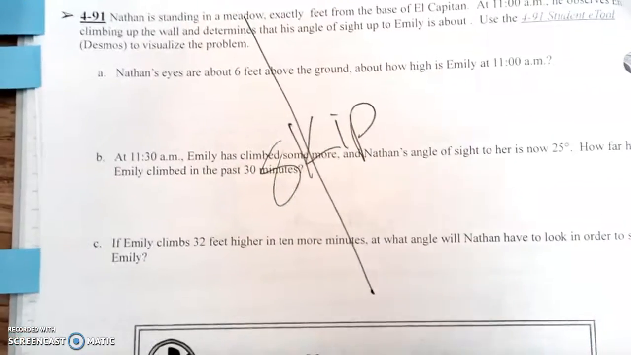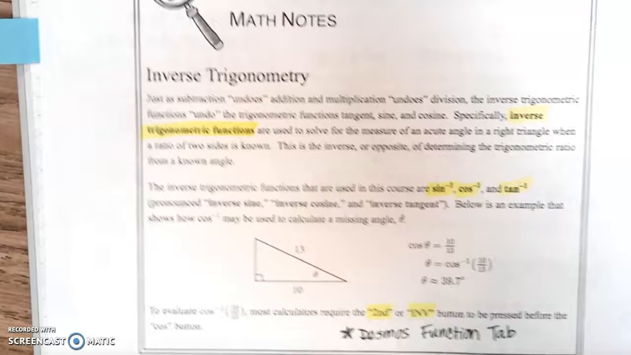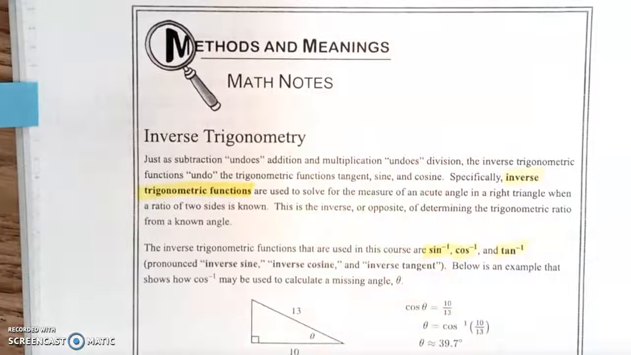We're going to skip problem 91 at the top of page 20, but we're going to read our math notes box right now. So if you have a highlighter, go ahead and pull out your highlighter. And this math note is titled Inverse Trigonometry. Just as subtraction undoes addition and multiplication undoes division, the inverse trigonometric functions undo the trigonometric functions tangent, sine, and cosine. Specifically, inverse trigonometric functions are used to solve for the measure of an acute angle in a right triangle when a ratio of two sides is known.